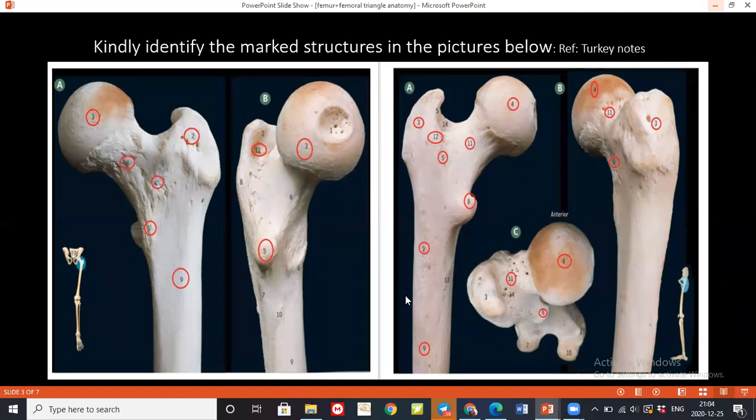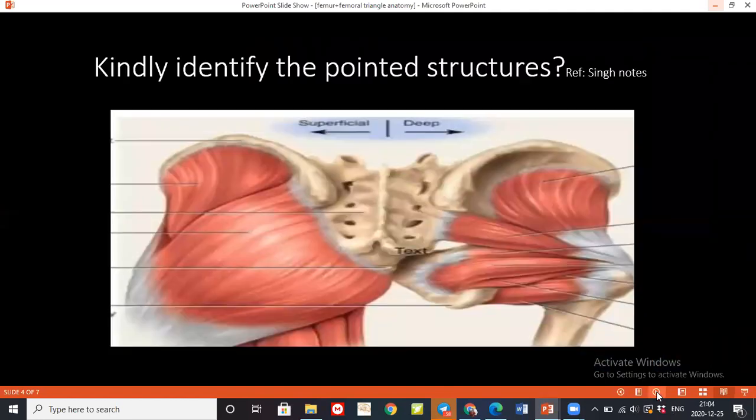Okay, can you please identify all these muscles? What are you looking at from the back? I'm looking at the sacrum. Can you identify these? Iliac bone. Okay, this is the iliac bone. Which muscle is this? I think this is the gluteus maximus.